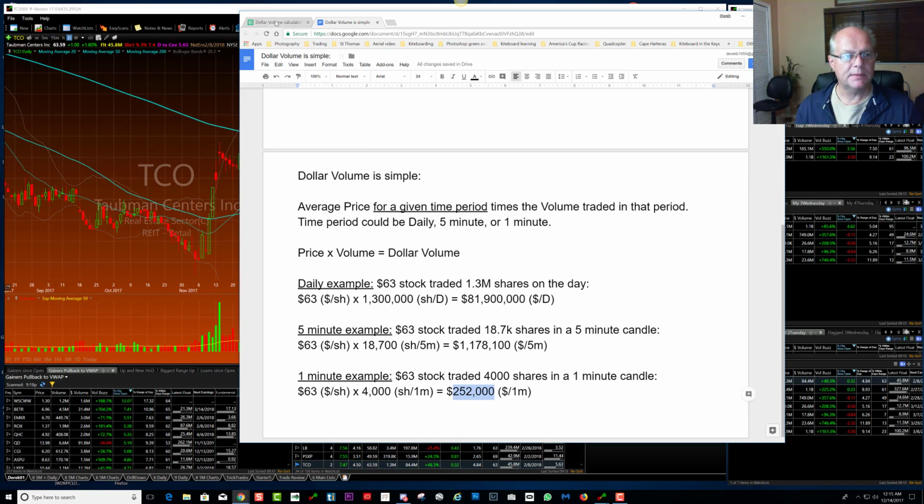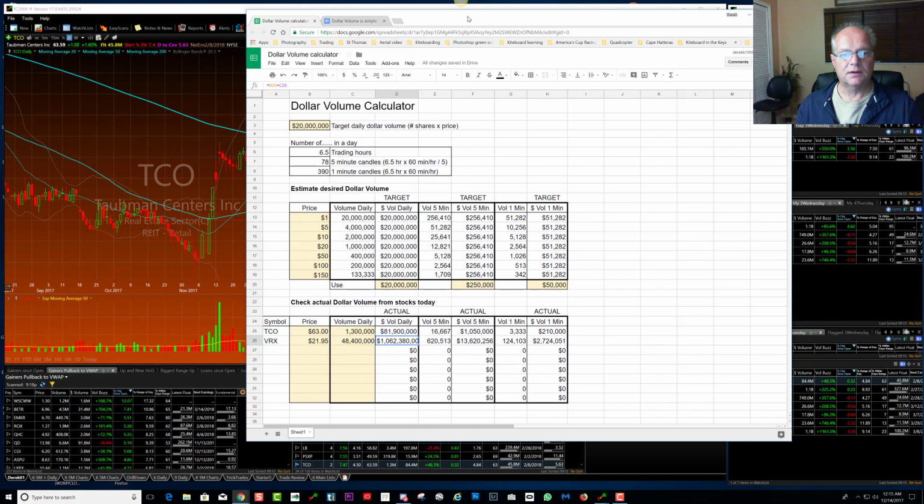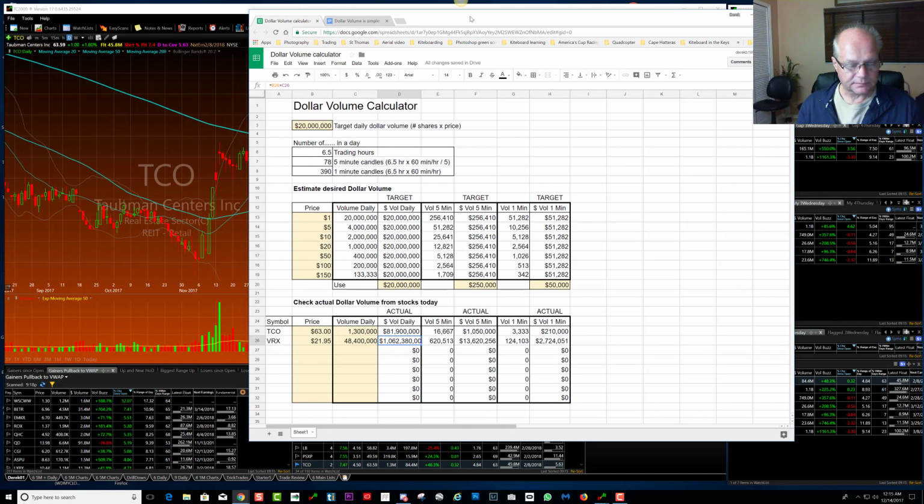So what does that mean for our dollar volume? This is a dollar volume calculator. Dollar volume is like a constant thing. For a given day, you need at least a certain amount of dollar volume. You need a certain 5-minute dollar volume and a certain 1-minute dollar volume to assure enough liquidity. So let's do some examples to home in on what that number is that we're looking for.